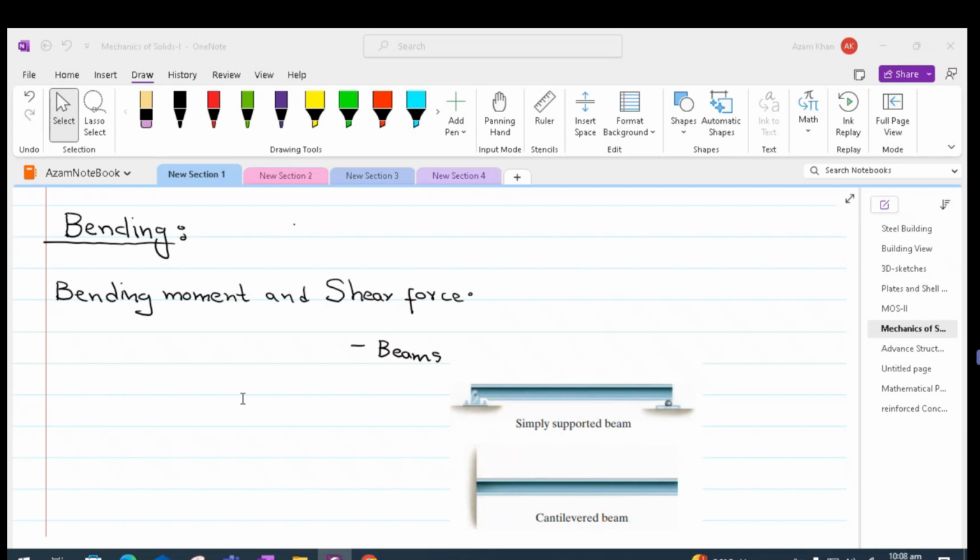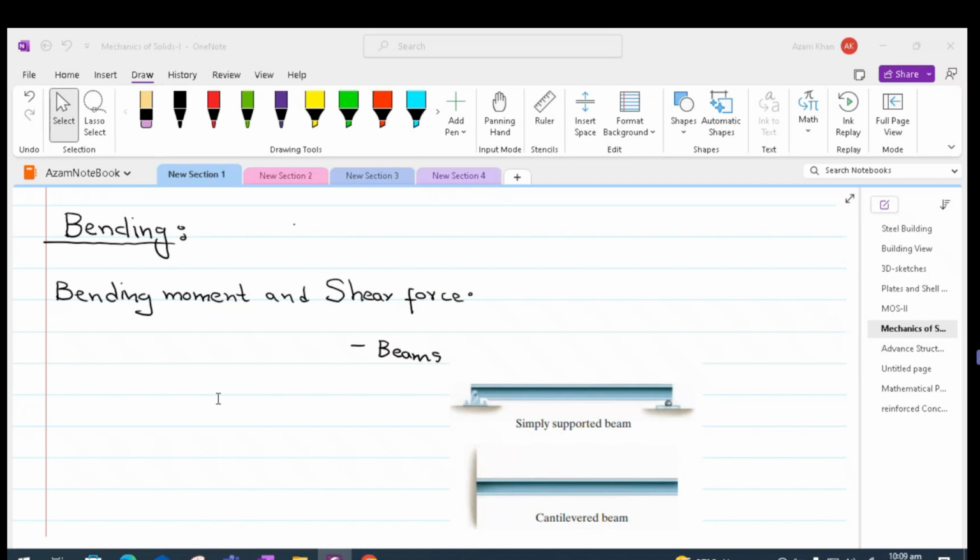Our broader objective of this topic is to determine the stresses in members which are subjected to bending. We will first try to establish the shear and moment diagrams for beams. These diagrams would provide a useful means for determining the largest bending moment and shear within a member. After that, using these internal forces, we will work out the stresses developing within the member.